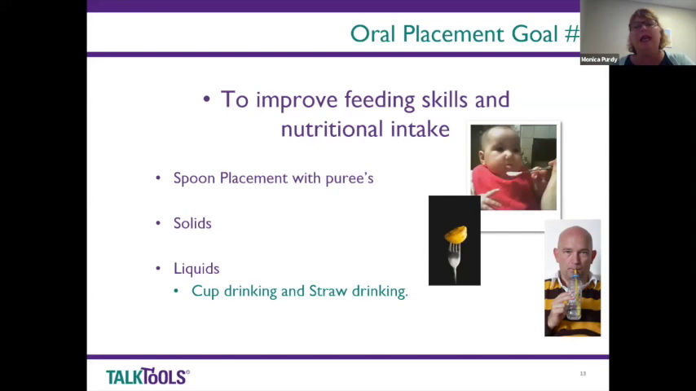And when we look at feeding, we look at purees, we look at solids, and we look at liquids. And I look at all three of those areas and I see, how are they eating from a spoon? In our class, we'll talk about different spoon placements and what we're looking for when we are doing spoon feeding. We will talk about solids. I'm usually looking at the child eating something that is crunchy, something that is chewy, and something that the parent considers challenging.